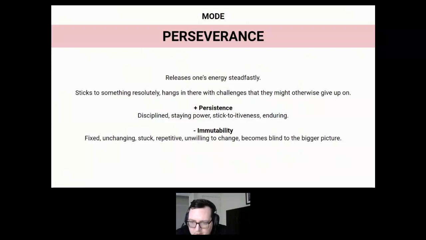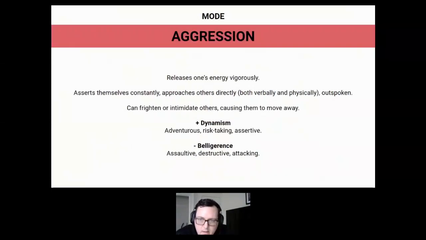In the negative pole, it's immutability, where you're fixed, unchanging, stuck, repetitive, unwilling to change, and become blind to the bigger picture. This kind of expresses itself like the obstacle of stubbornness, except it has nothing to do with a fear of change, which is what stubbornness is about. But you just stick with something for a while until you get through whatever you're working on. So that's perseverance mode.